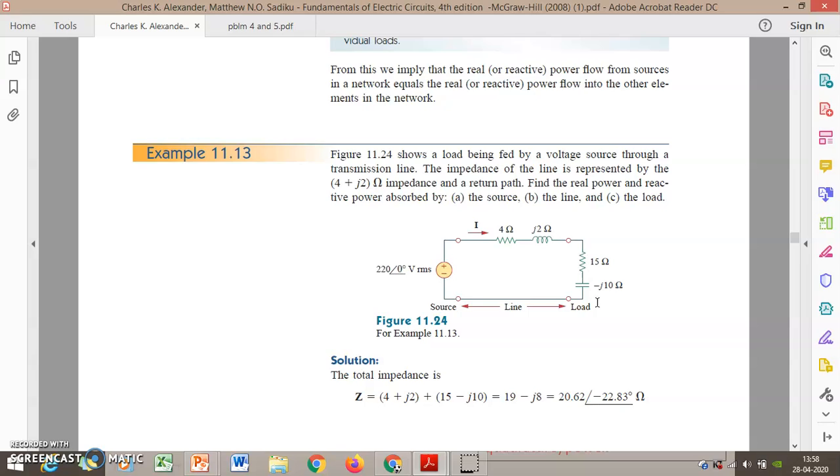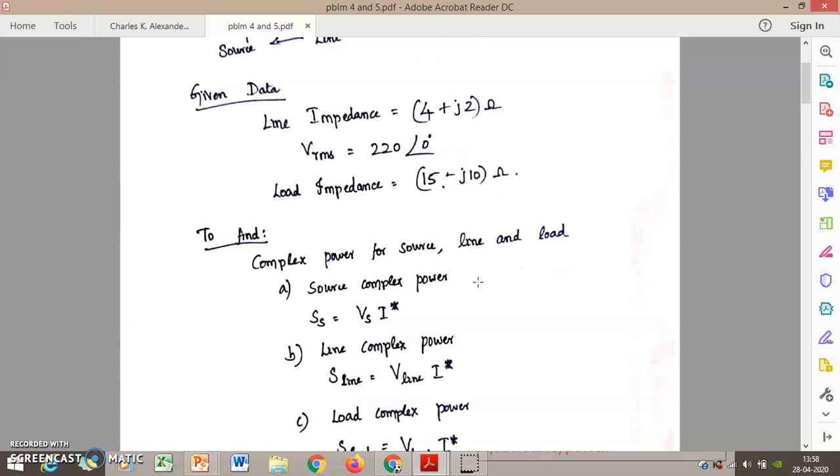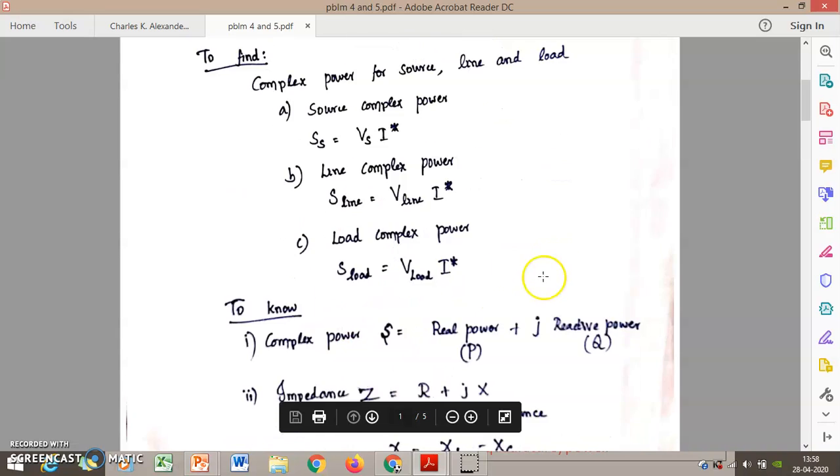The real part of the complex power is the real power. The imaginary part of the complex power is the reactive power. From that, we can easily calculate. Now, I have solved this. This is the given problem. Given data is line impedance. Line impedance is this one. Load impedance is this one. Addition of this. VRMS is given directly, 220 angle 0. What should we find? To find the source complex power, line complex power, and load complex power, and thereby calculating the real power and reactive power of all these three.